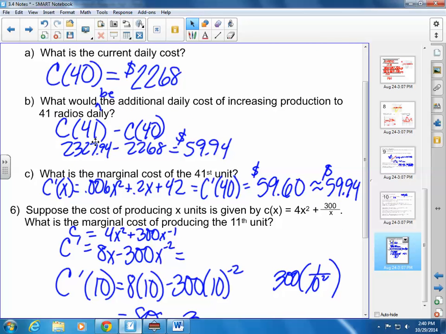Or you can do it like in part B. Take C of 1 minus C of 40. That's Y2 minus Y1 over X2 minus X1, which is 1. So you can do it that way as well. I could have plugged 11 in and plugged 10 in and subtracted them, and I'd get about the same. It'd be a little bit off, but it'd be about the same.